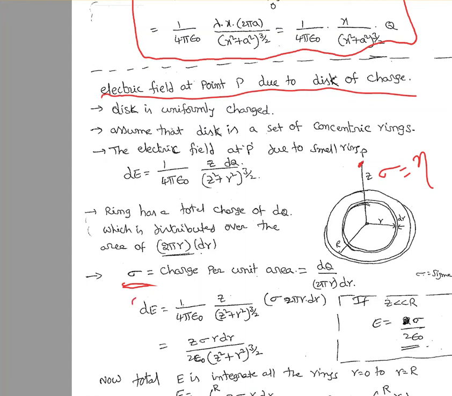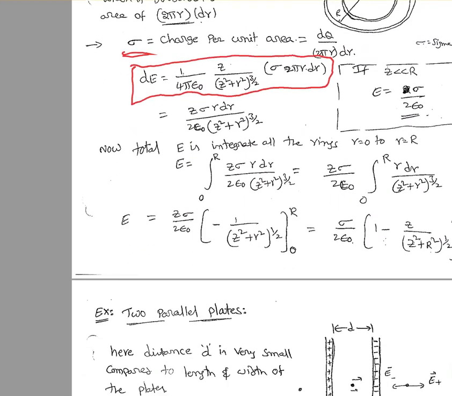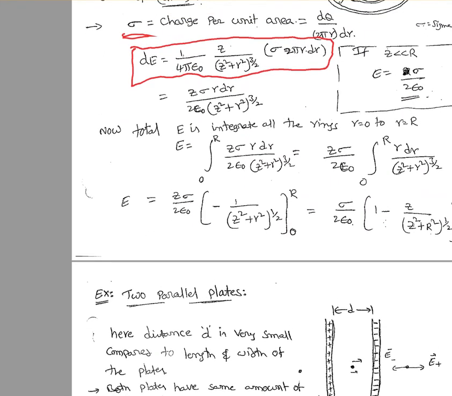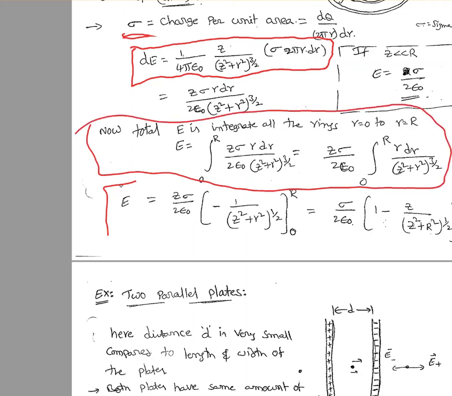So here I found dE, which is nothing but the electric field because of a small ring. What we are doing is integrating those small rings together to find the final electric field. I'm not going to go through this derivation, so please review this mathematical equation. The final electric field is the total electric field at point P because of the disk of charge.